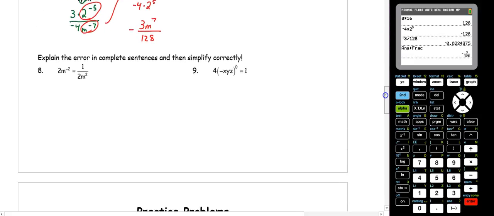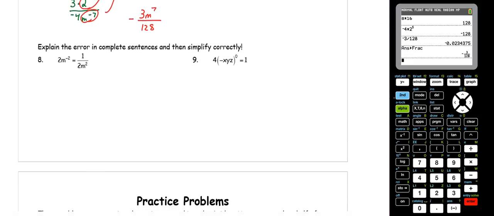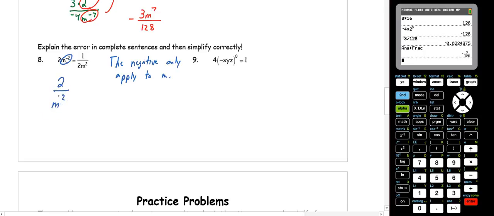Let's look at 2 more problems. Explain the error in complete sentences and then simplify correctly. So in number 8, what's the error? The error is that the negative exponent only applies to the m. So this should have been the only thing that moved. So 2 should have stayed in the numerator, and then m squared moved to the bottom.